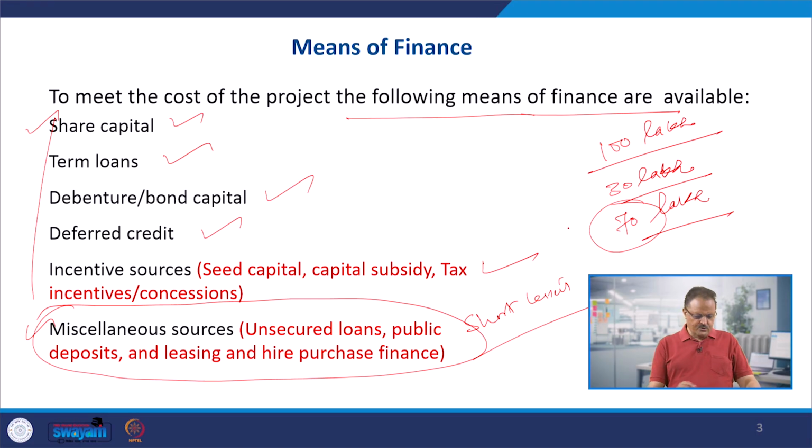So can they make use of share capital? No, they cannot, because it's a startup. Term loans are also not available to them because financial institutions do not know them. Similarly, debentures and deferred credit are not available for them. So in search of this 70 lakh rupees, they have to go to the different sources who support startups.